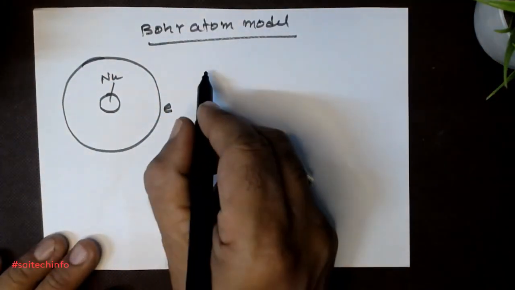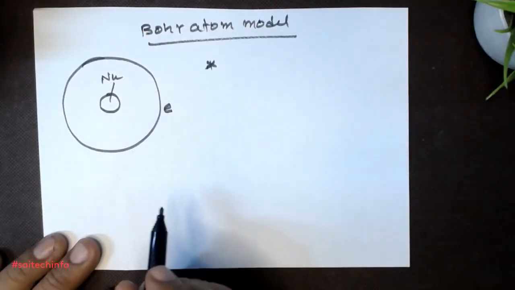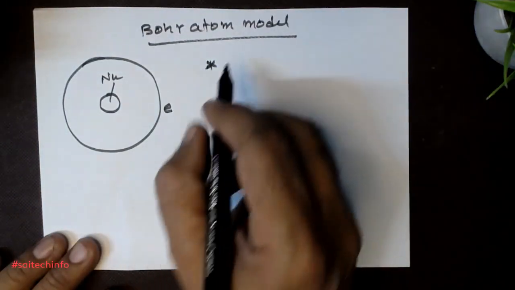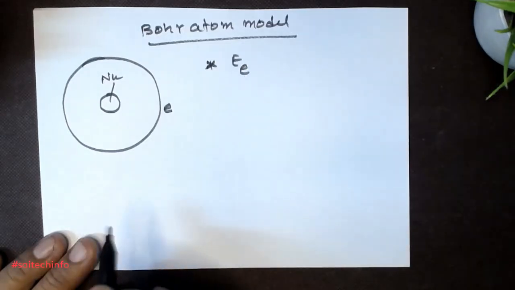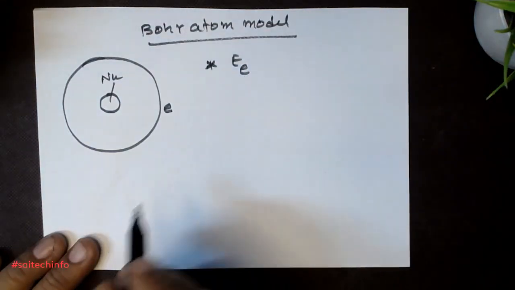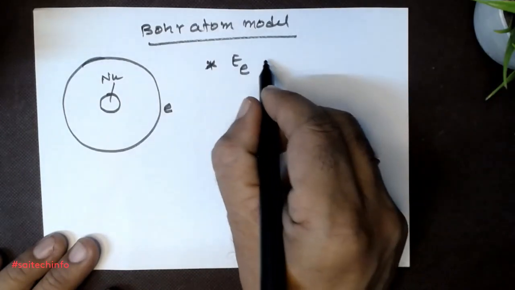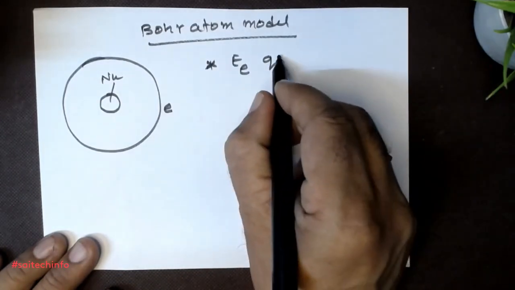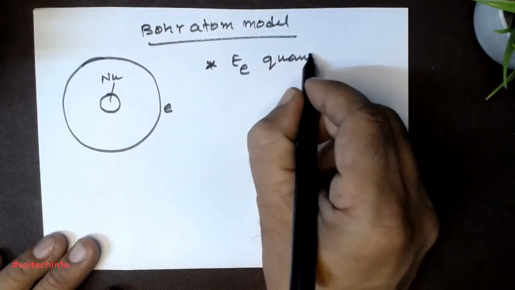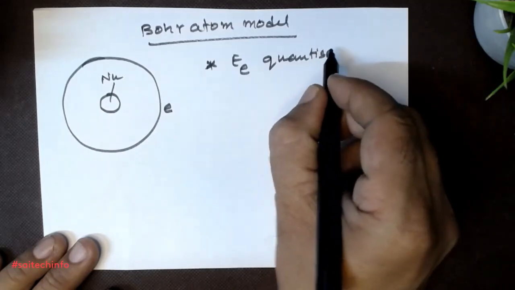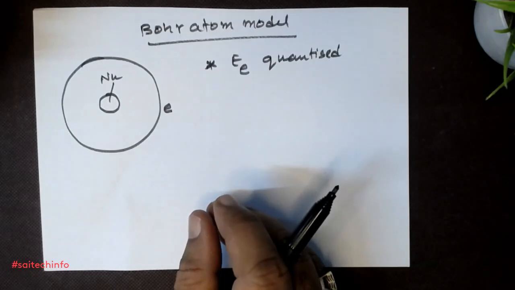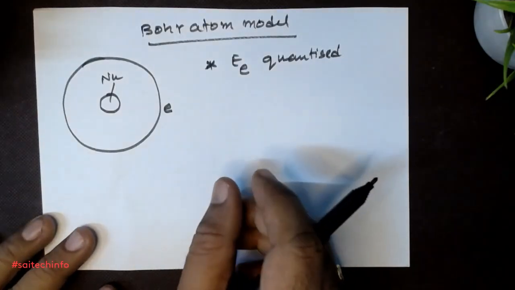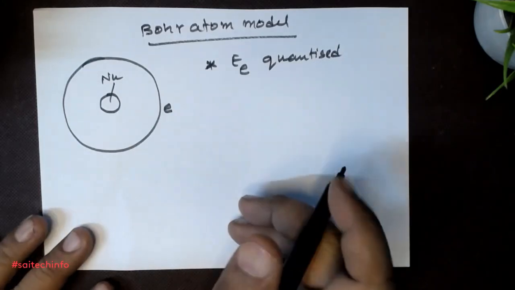He suggested certain postulates. The energy of an electron of an atom is quantized. Quantized means we can count it, countable. So energy is unlimited, but that can be quantified. So he suggested the energy of an electron can be quantized.